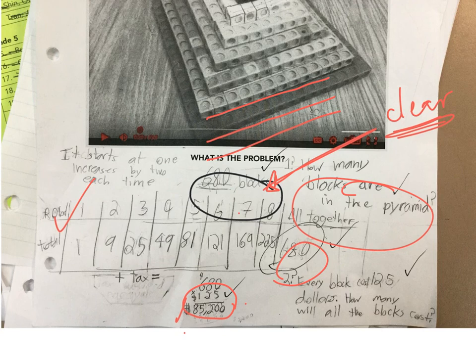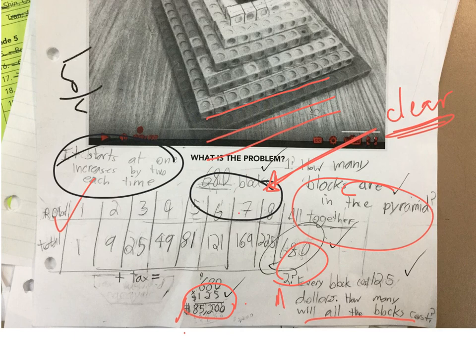Okay, here's their question here. They put every block costs this. How many blocks? How much will all the blocks cost? Okay, but they didn't have a final answer. The other thing I like about this one here is they try to explain what the pattern rule was. So again, this is pretty good. This is like 5 out of 5. Although I'd put a big question mark on it because you need to make clear your answer.